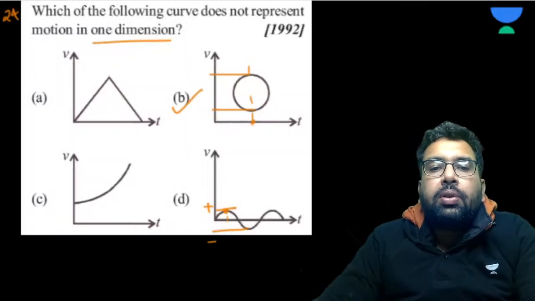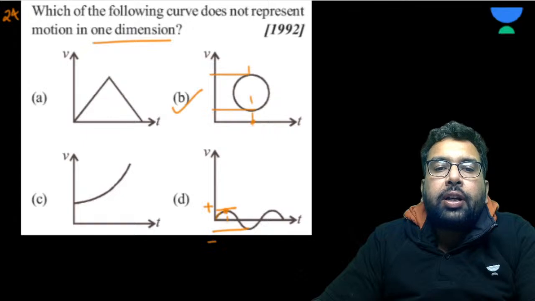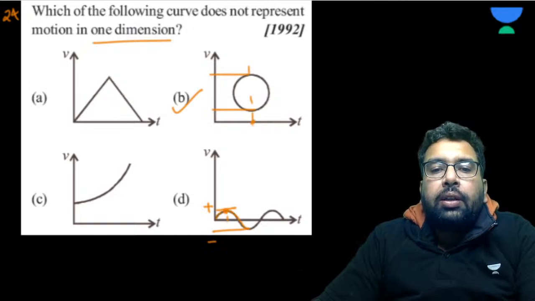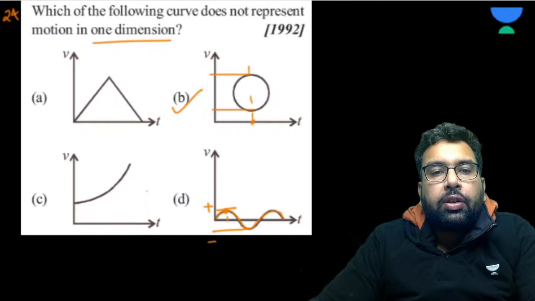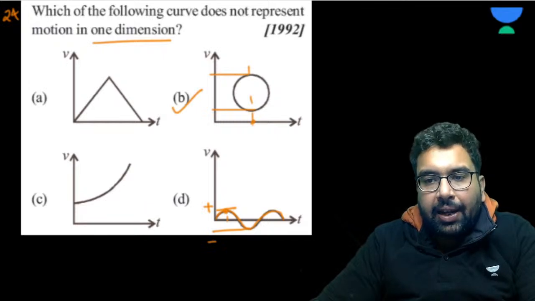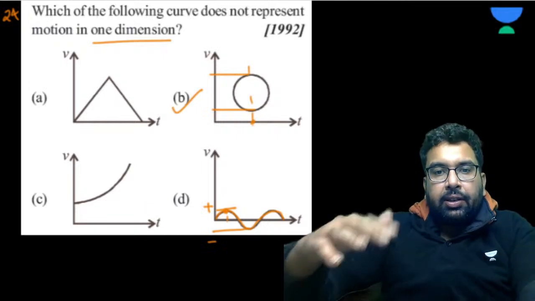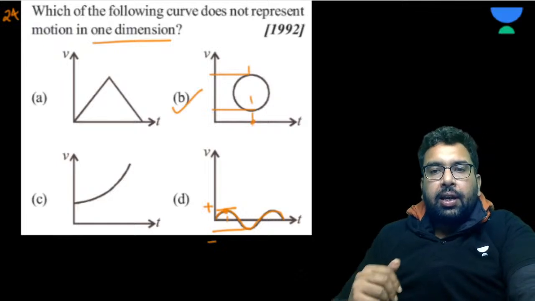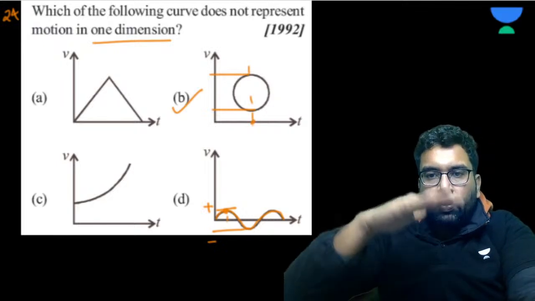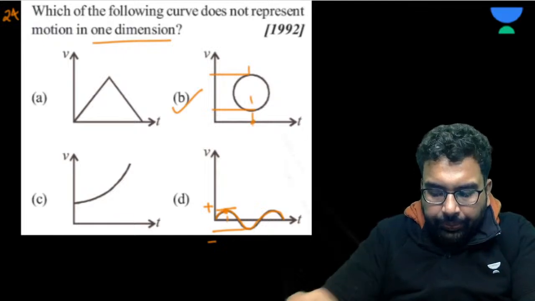So in the D option, this is C. Velocity is changing. It is somewhat a kind of oscillation. If somebody is vibrating, it's oscillating. This kind of velocity versus time curve happens when something is moving like this. Are you getting my point?